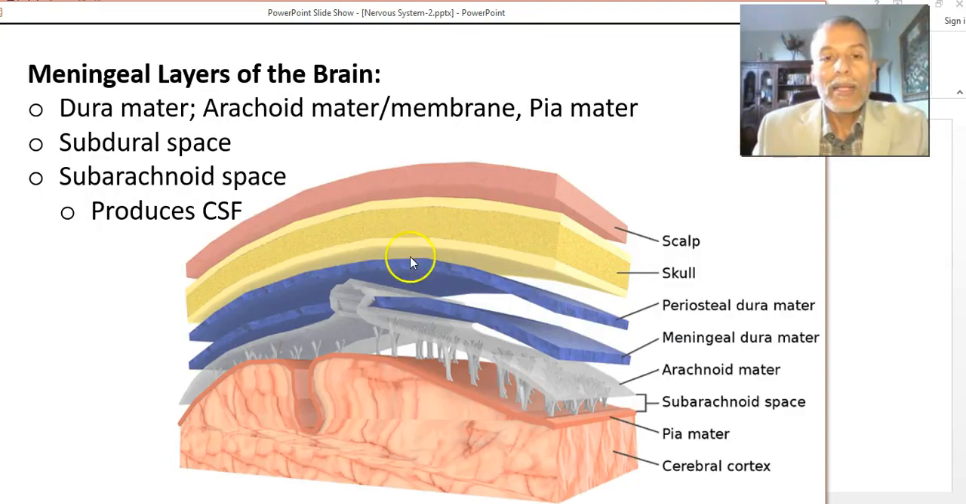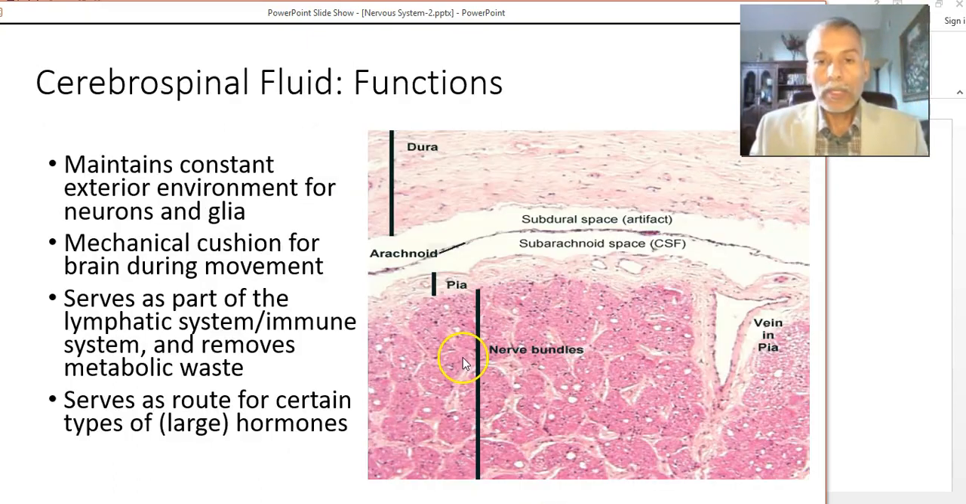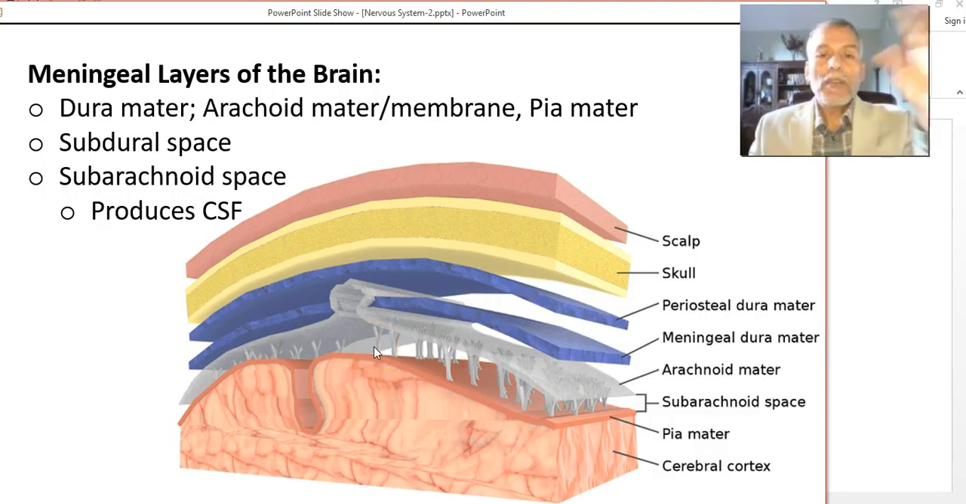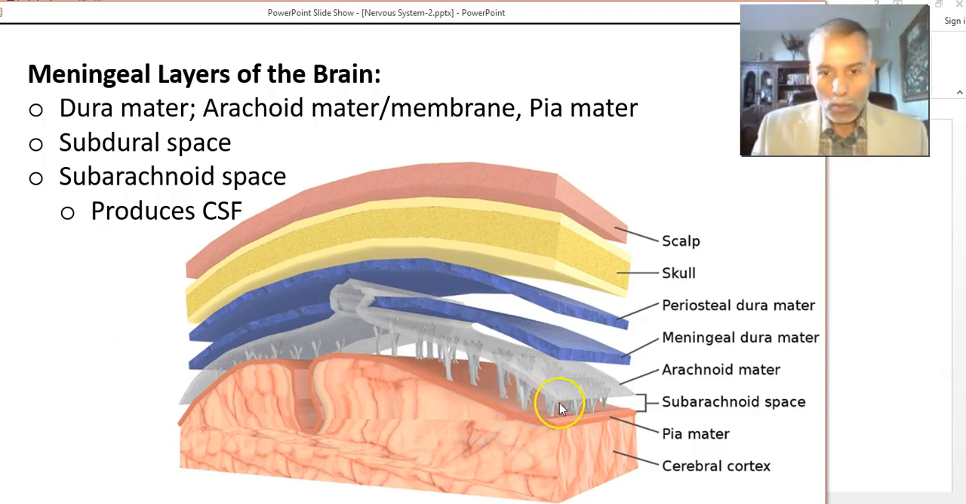Okay, and then beneath the subdural space, there's another layer, that gray layer that has a lot of these webs. This is called the arachnoid mater, or the arachnoid membrane. It's called arachnoid because when you look at it, you'll find that it has many extensions, blood vessels, and all kinds of tissue, and it is almost like a spider's web. So that area here is the arachnoid membrane, or the arachnoid mater.